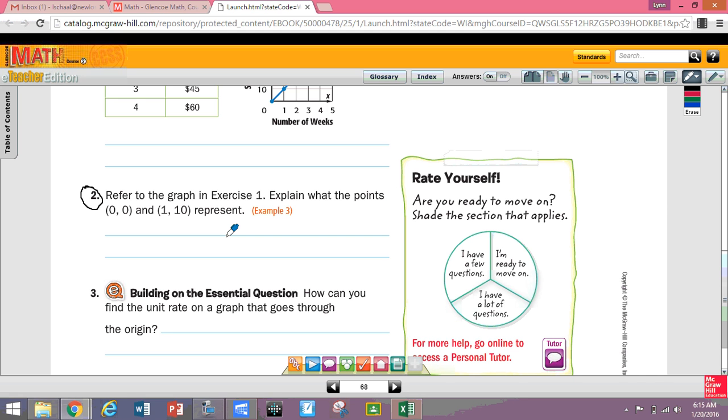And I want you to have that done. And if you want to try, I'd like you to try number 3. You don't have to do 3, but I'd like you to try it because we are going to talk about 3. Okay?